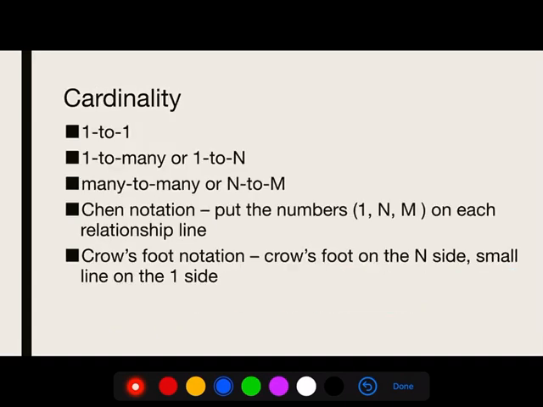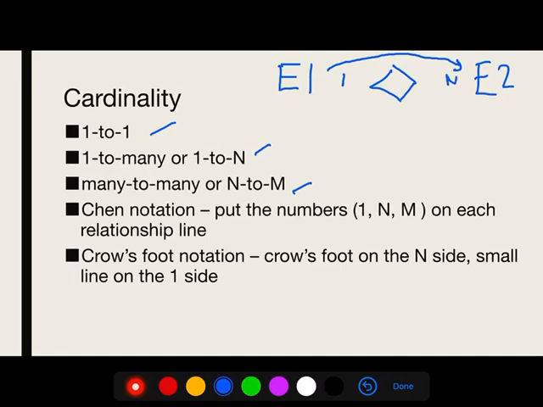So looking at cardinality, there's three choices of cardinality between entities in some relationship. That's one-to-one, one-to-many, and many-to-many. So if we think about this, it's kind of a summation of both directions of the relationship. So if we have E1 related to E2, then if one instance of E1 is related to many instances of E2, so one, many, and one instance of E2 is related to one instance of E1, we have a one-to-many relationship.